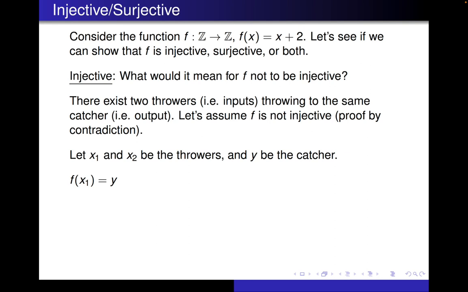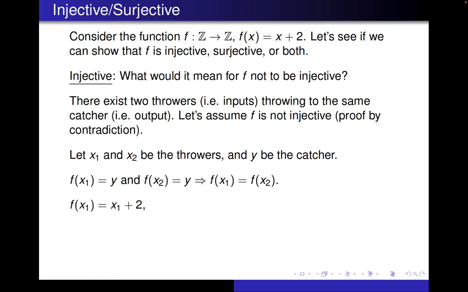So that means x1 is the thrower, y is the catcher, so f of x1 equals y. x2 is a thrower, and y is also the catcher for that person, and so that means f of x2 is equal to y. And notice that f of x1 and f of x2 are both equal to y, which means they are equal to each other. So f of x1 equals f of x2.